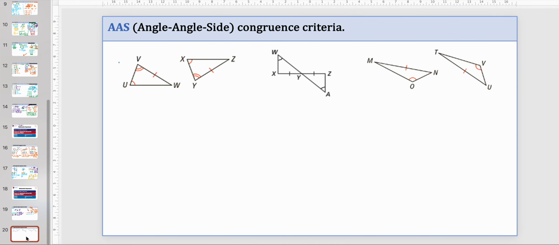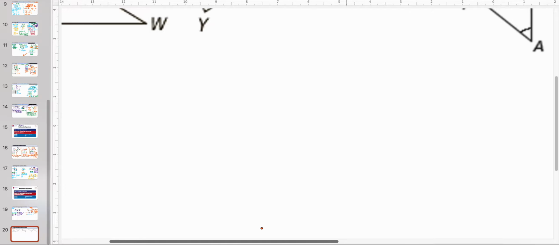Now, finally, the last idea is angle, angle, side. So again, two angles, but what about the side? It's not included. So not the side between them, any other side. Okay? So let's take a look here.